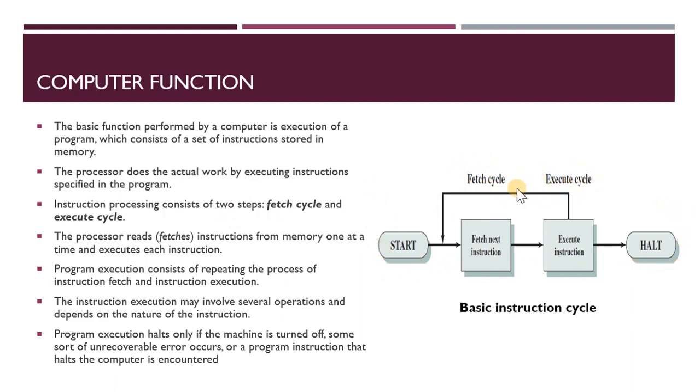This is the basic image of the basic instruction cycle. The processor reads or fetches instructions from memory one at a time and executes each instruction. The program execution consists of repeating the process of instruction fetch and instruction execution. The instruction execution may involve several operations and depends on the nature of the instruction. The program execution halts only if the machine is turned off, some sort of unrecoverable error occurs, or a program instruction that halts the computer is encountered.